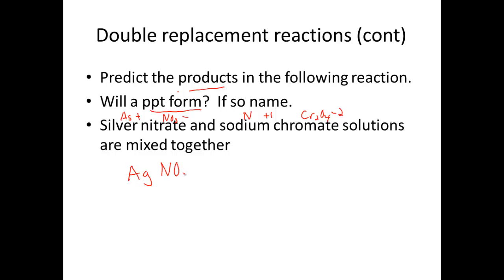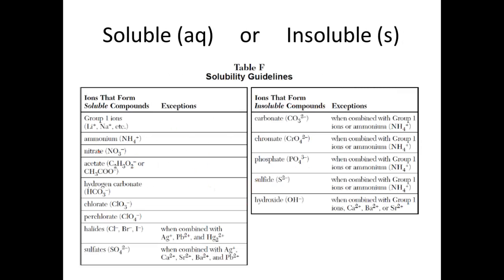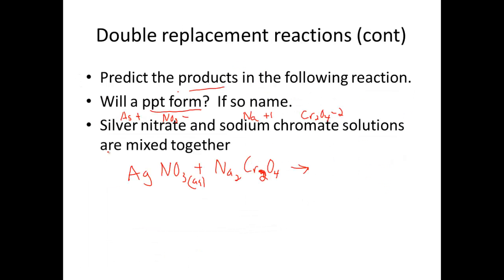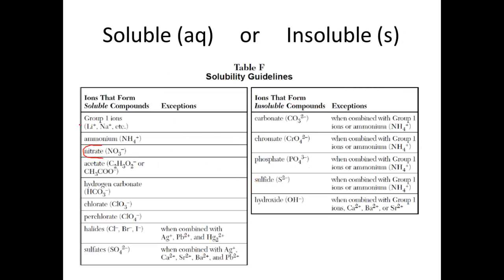So to begin with, silver nitrate AgNO3 plus sodium chromate, sodium's a +1, so Na2CrO4, is going to produce. Now all nitrates are soluble from our chart, all nitrates, and then from there, second one, all group 1 elements are also soluble.